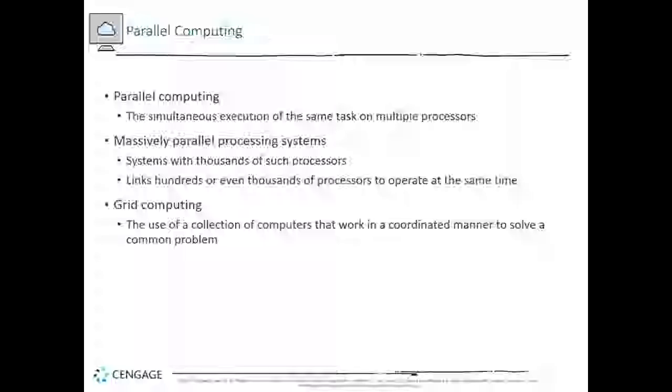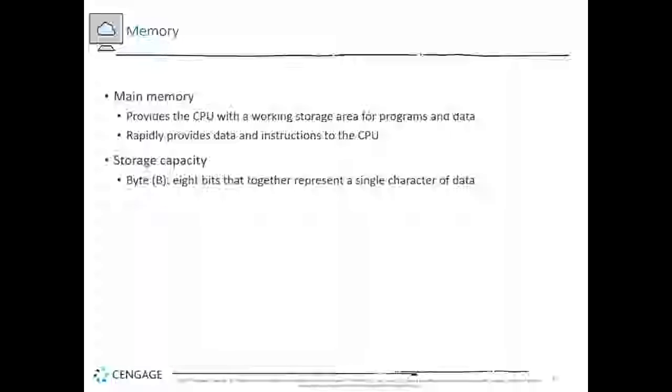Parallel computing is the simultaneous execution of the same task on multiple processors. A massively parallel processing system links hundreds or even thousands of processors to operate at the same time. Grid computing is the use of a collection of computers that work in a coordinated manner to solve a common problem.